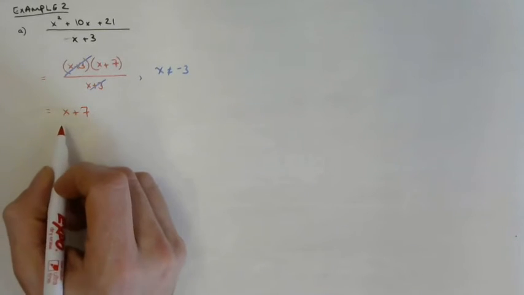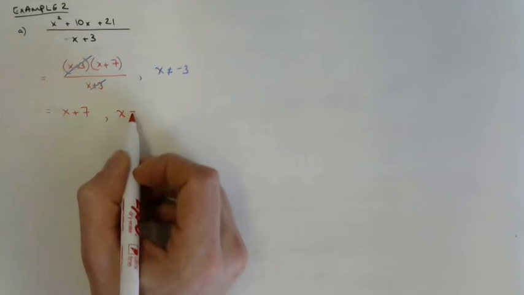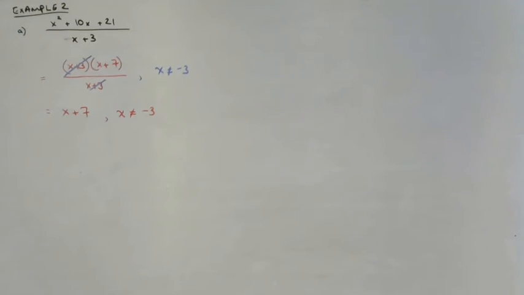So y equals mx plus b. This is a line with a slope of 1 and a y-intercept of 7. But what happens at x equals -3, you think? There's a little gap. There's a little hole. Okay? It's not defined.